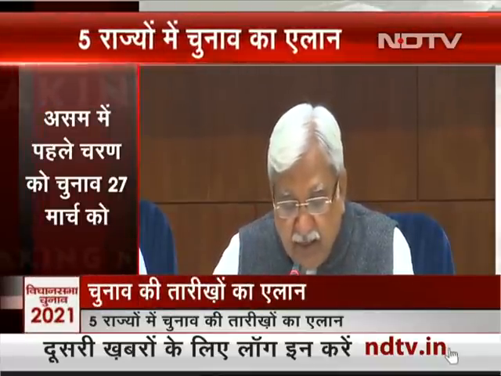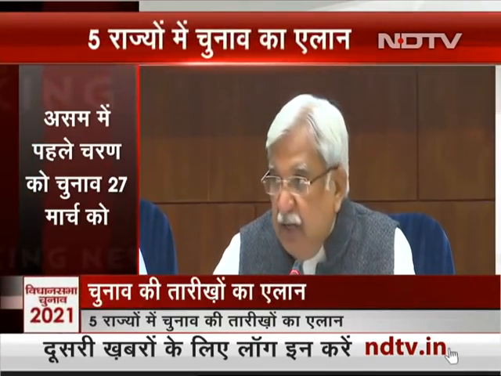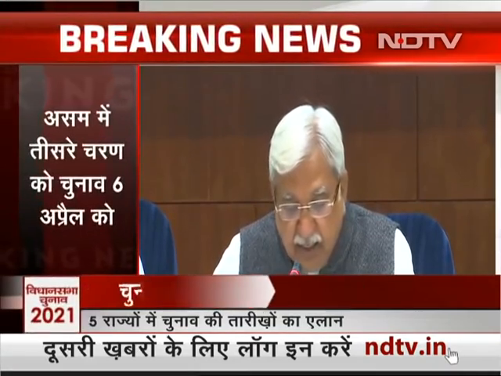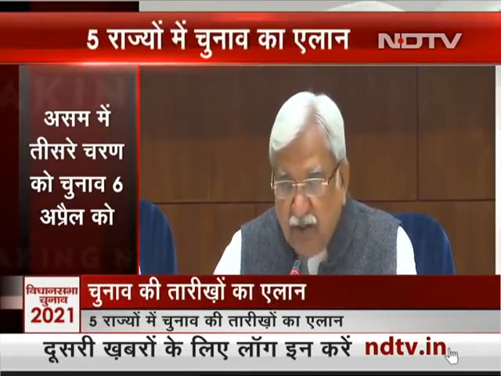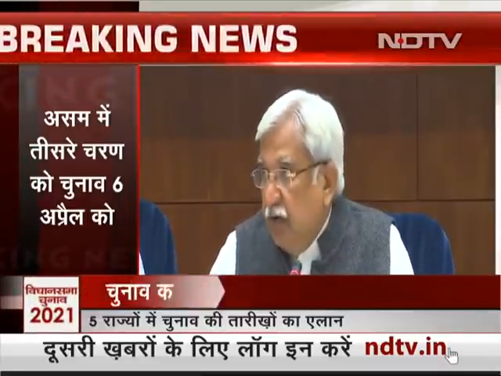By-election to the vacant seat of Malappuram Parliamentary Constituency shall be conducted simultaneously along with the Assembly of Kerala on 6th April 2021. Shall I go to next?